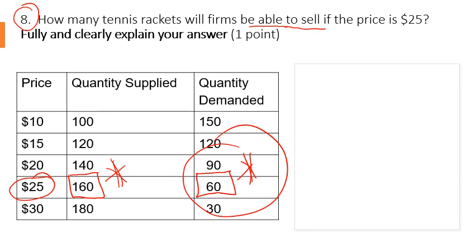Firms, at a price of 25, will be able to sell only 60 units. Obviously, there's going to be a surplus.